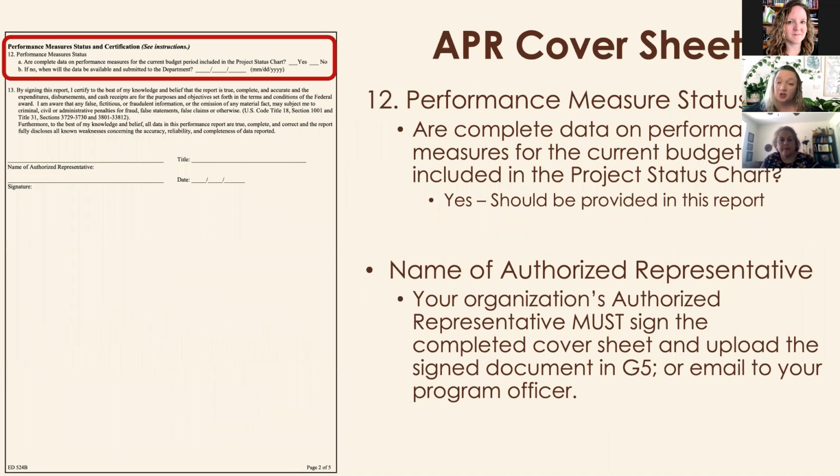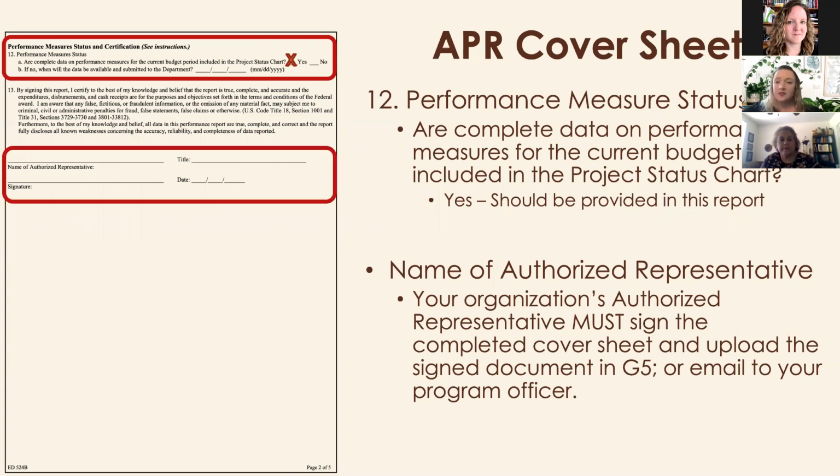One is this performance measure status and certification. Super, super important that in this area you mark yes. Because this is your final performance report, it is expected that you're going to provide complete and final performance measure data. So we'll talk about when we get to section A what all that includes, but basically you have to complete all of your data for this FPR. There can't be any 999s or we'll provide it later. Everything must be complete. And then finally, make sure that you've got your authorized representative signature, that you've let them know that this is coming and get that taken care of.